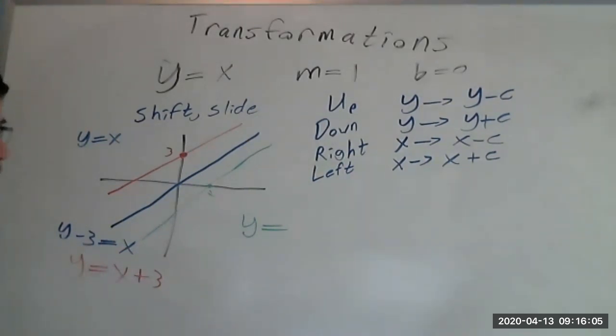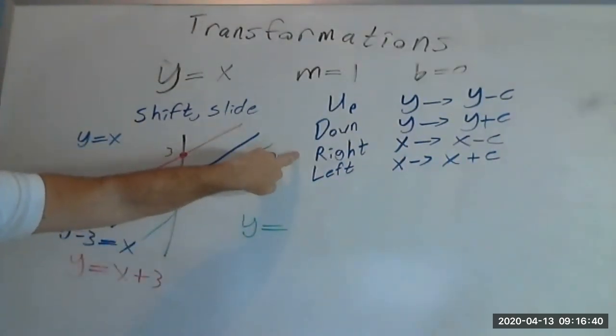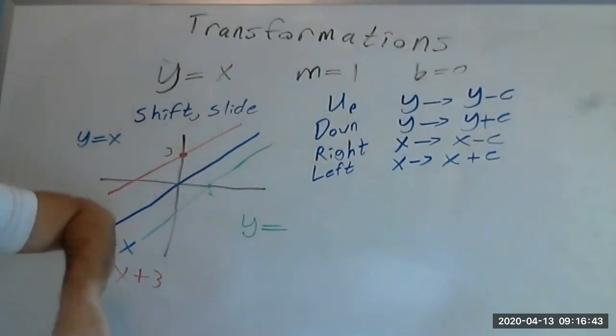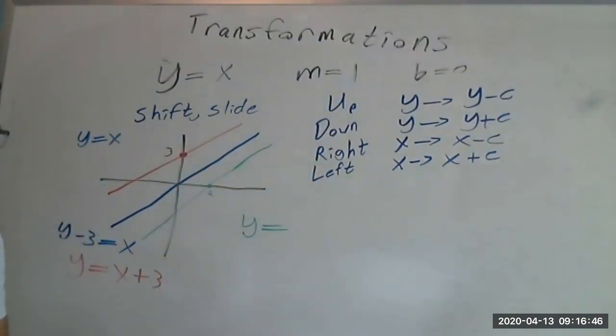So which way do we move it? To go from the blue line to the green line, which way and by how much did we move it? Right by 2. We went to the right by 2. So if you go to the right, it's x minus. Everywhere you have an x, you put x minus however much you moved it.